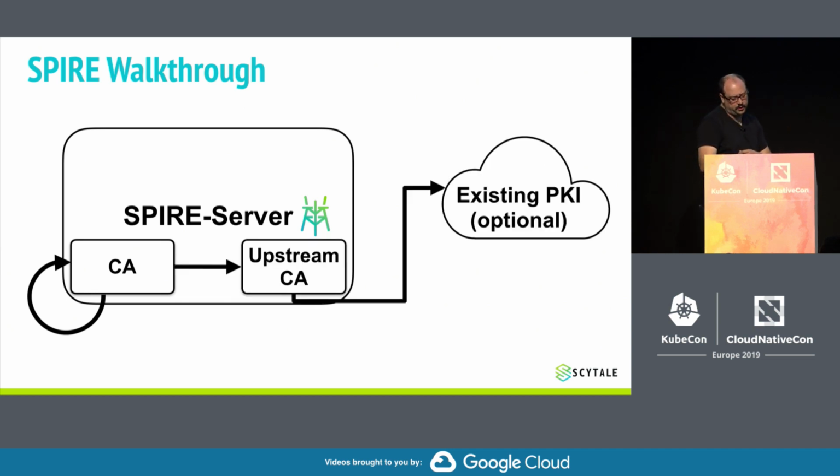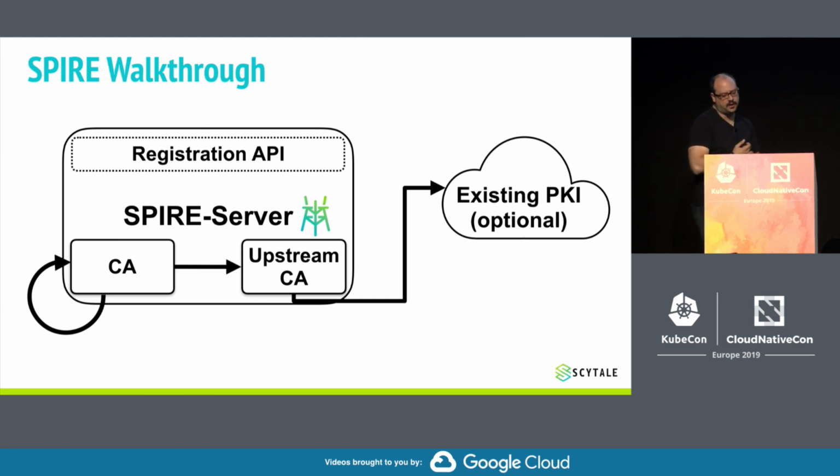We also have the ability to use an upstream PKI system. We have a plug-in model where you could plug it into another PKI system that you have, so you could chain these together if you don't want to just use the self-signed cert inside of the plain vanilla SPIRE server. And then the last thing we do is expose this registration API.